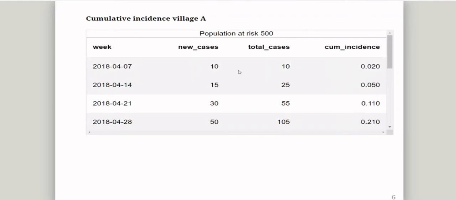So in week 1, we have 10 cases, and in week 2, we have 15 cases. Plus the 10 cases we had is 25 cases during the 2 weeks' time.